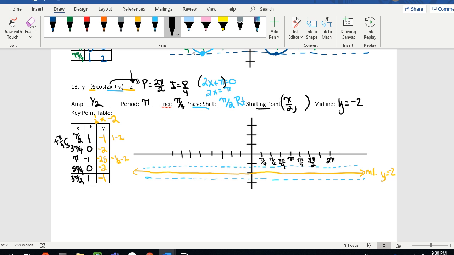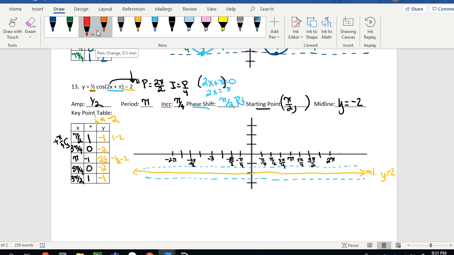All I did was put in my marks. This is negative pi, this is -2 pi. It just kind of helps to have those marks. This is -3 pi over 2, excuse me, pi over 2. And this is negative pi over 4. So I've got most of my points, and I said I felt like graphing this one in red.